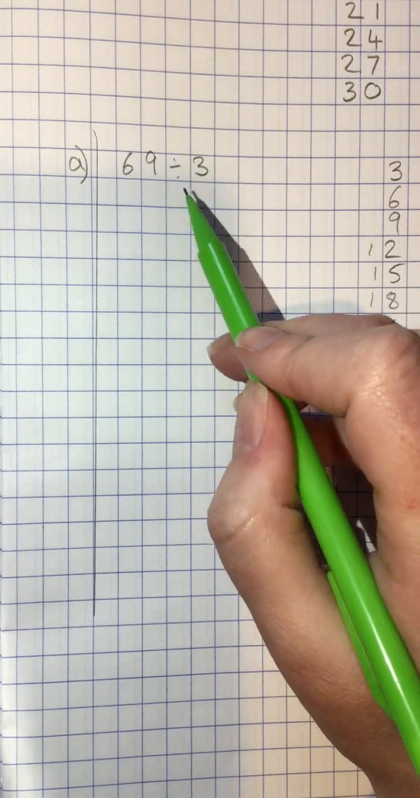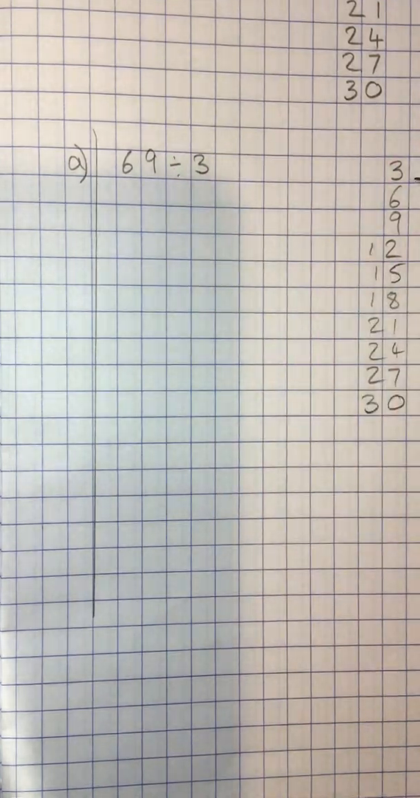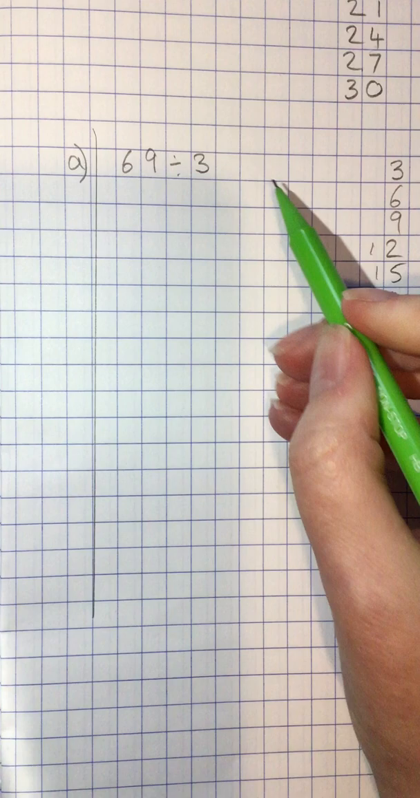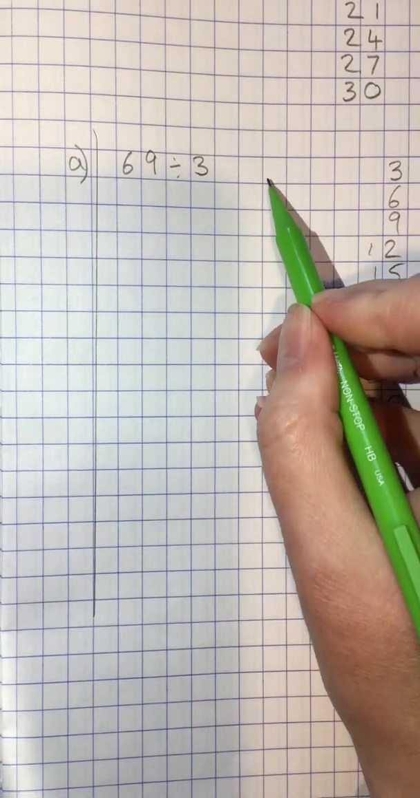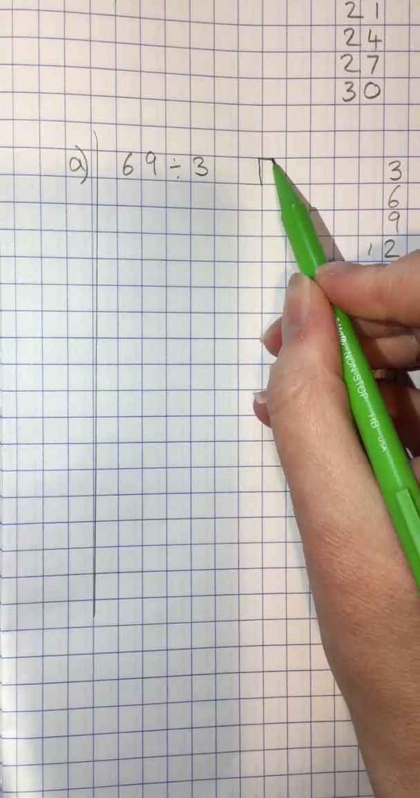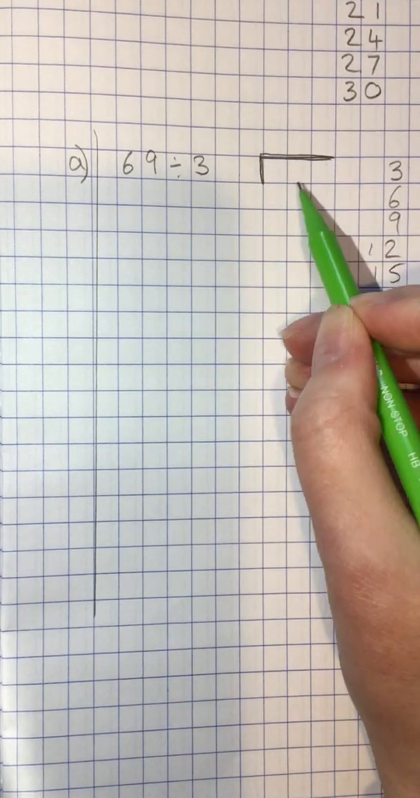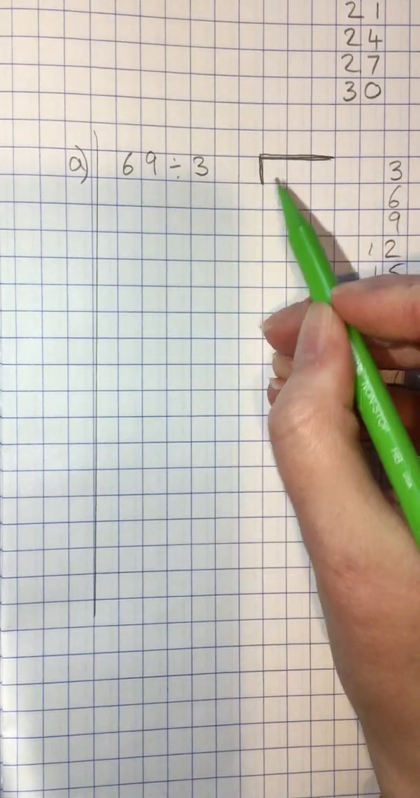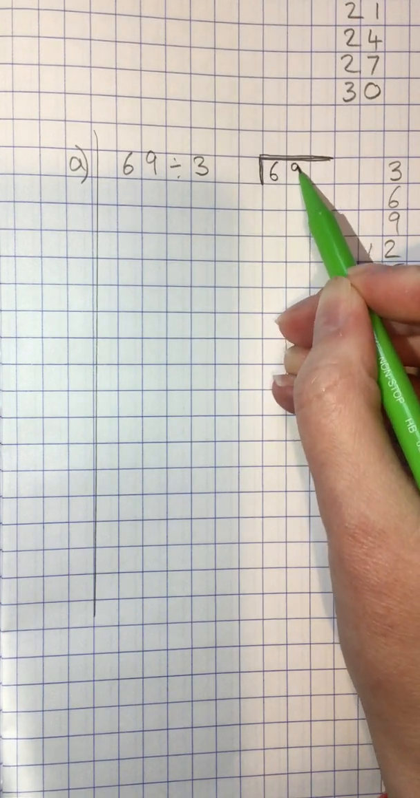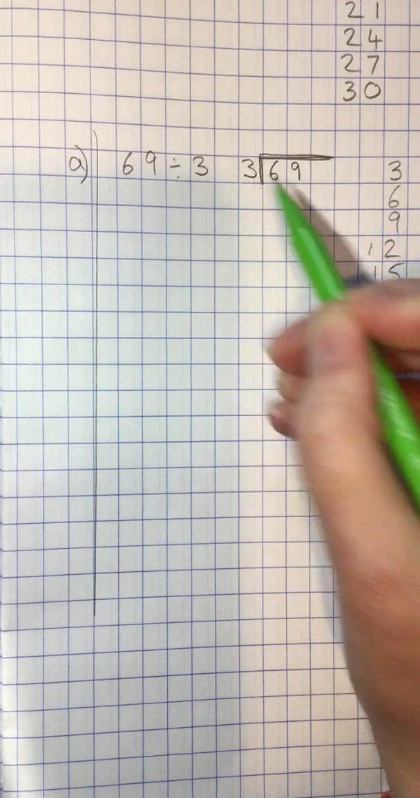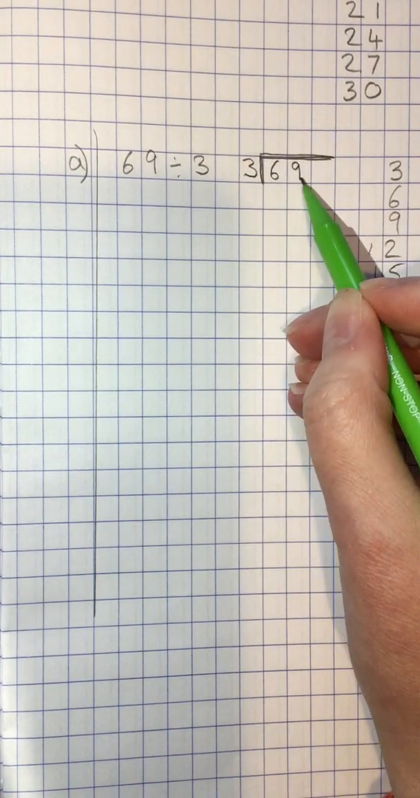Because I'm using 3 times table facts, I've written down my 3 times table facts here to help me. If I don't know them by heart, that's a really good idea. I'm now going to show you how to lay it out. So we draw an L shape here, that's our bus shelter. The number that's being divided goes underneath the shelter, underneath this line, and we're dividing it by 3, so the divisor goes here. That's how you lay it out.